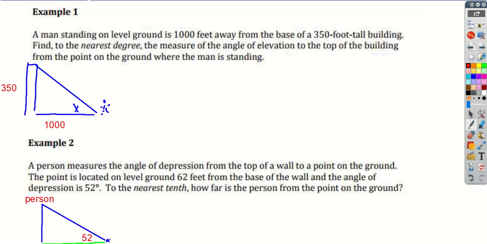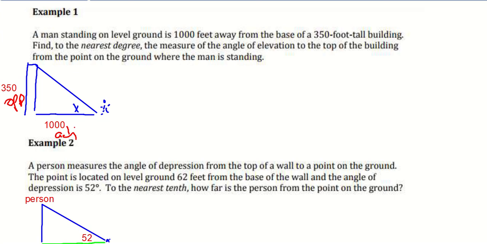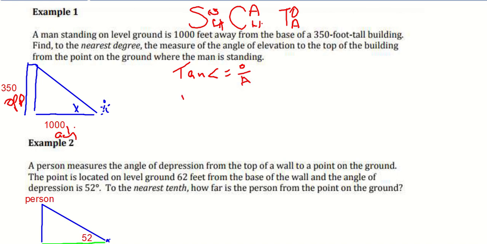So this is going to be opposite, and adjacent. And then you guys remember we got SO, KA, and then TOA. Okay, so we're going to choose the TOA here. So remember the formula, tangent of the angle is equal to the opposite over the adjacent. And then we're going to go ahead and plug in. So the tangent of x is equal to 350 over 1,000.